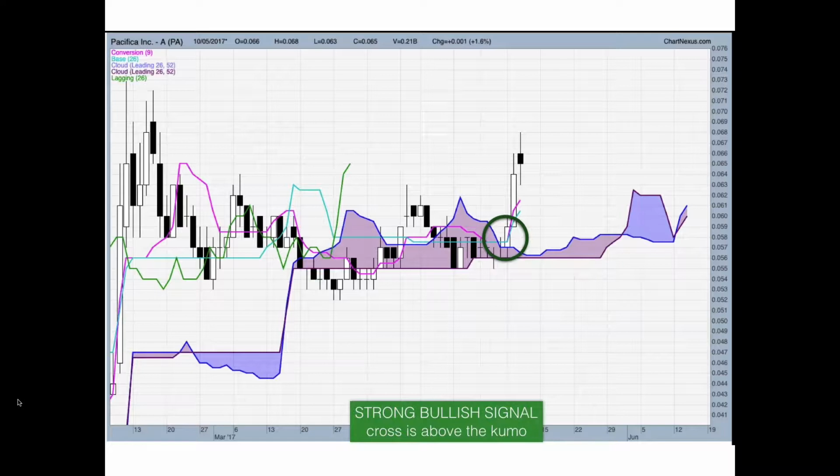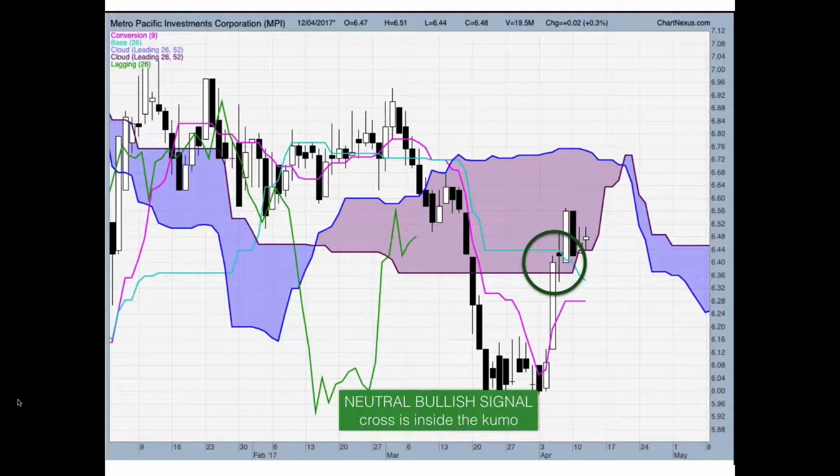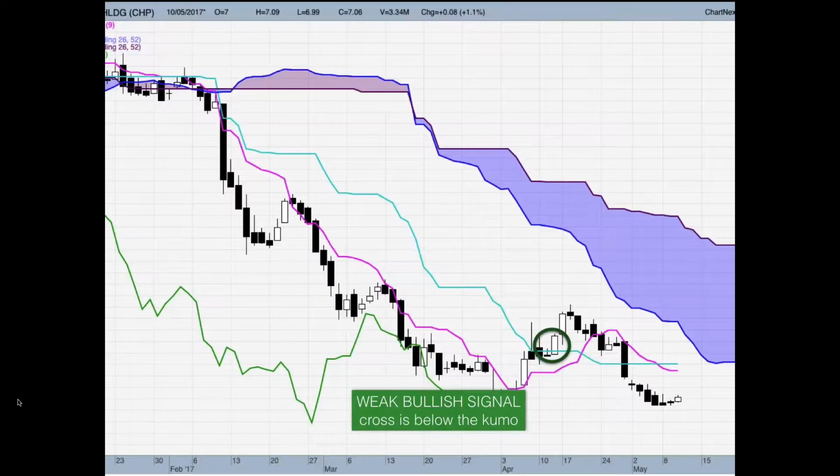Nonetheless, the strong signal above the Kumo resulted in strong price action. Now this is a neutral bullish signal for Metro Pacific because the price breach above the Kijun-sen happened inside the Kumo. After this action, there was a slight sideways action and then a move up for MPI.